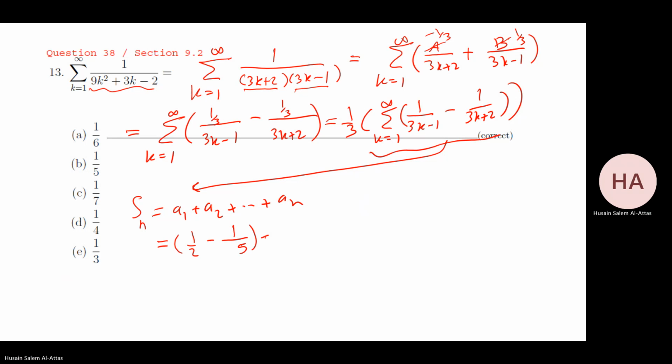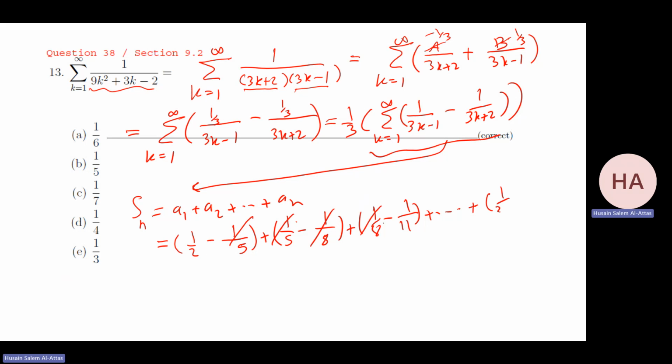Now at A2, I have 1 over 5 minus 1 over 8. Let me be sure at n equal 3: 1 over 8 minus 1 over 11, plus. So very clear, this will be cancelled. I need only the first term and the last term. This is plus 1 over 3n minus 1 minus 1 over 3n plus 2. So my Sn will be half minus 1 over 3n plus 2.